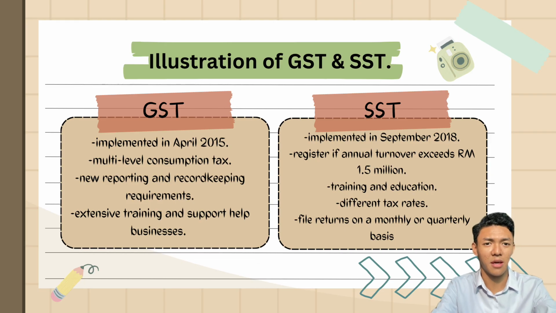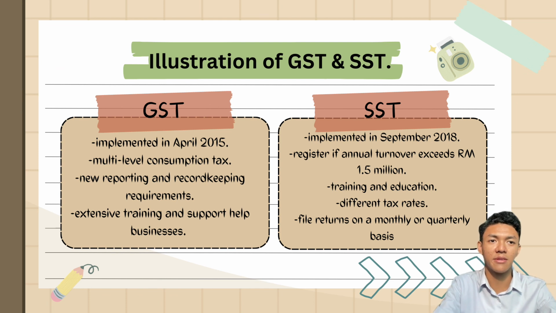What is Goods and Service Tax? The Goods and Service Tax, or known as GST, was implemented in April 2015 and was converted to the Sales and Service Tax in September 2018. The GST was a multi-consumption tax imposed on goods and service at every stage of production. Businesses were required to charge a 6% rate, collect the money and send the money to the government via tax report. The GST's main goals were to increase tax income and lessen the government's dependence on oil.